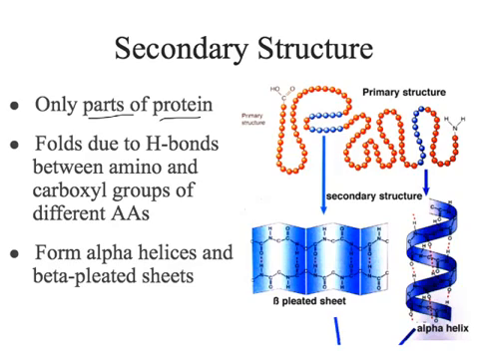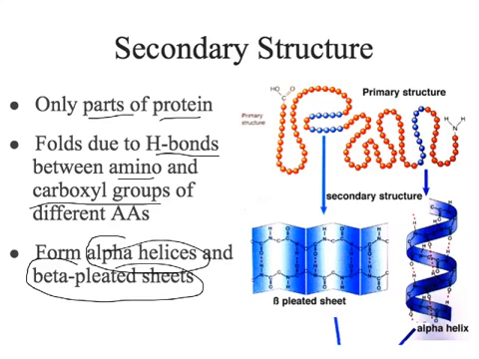So these folds are usually due to hydrogen bonds that are formed between the amino group and the carboxyl group on different amino acids. And there are 2 types of secondary structure. They're what we call alpha helices and then beta pleated sheets. So let's look at some examples here.